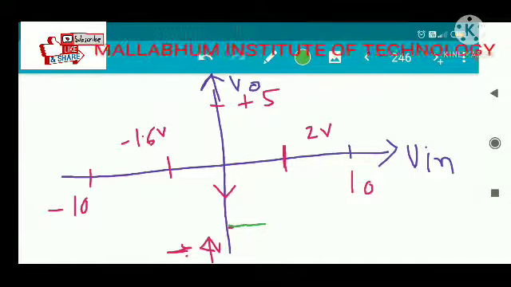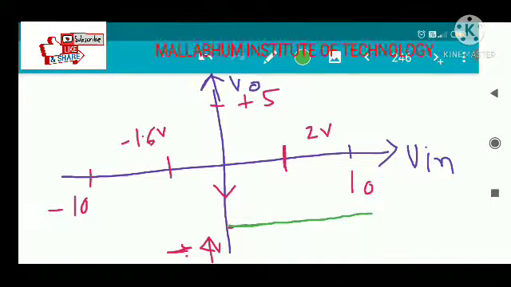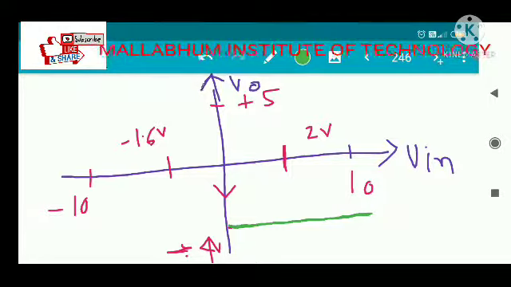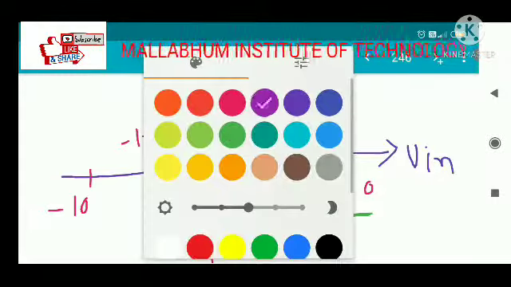So the input is going to change in this fashion. The input is going to change to 10 volt, so the output will change nothing; the output will stay fixed back at minus 4 volt, it will not change. So the input is going to increase in that fashion.